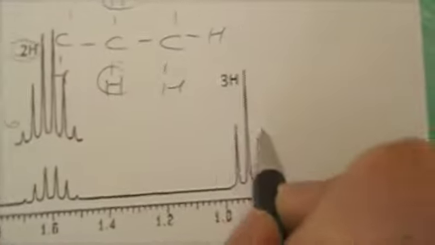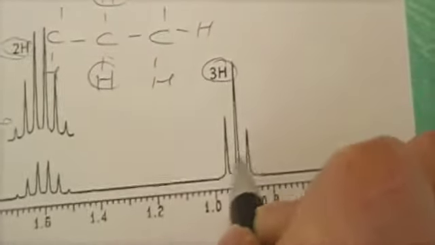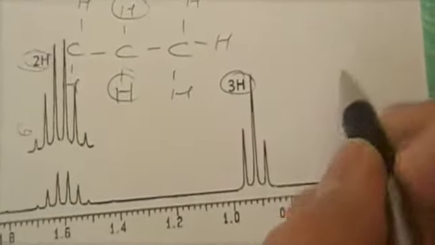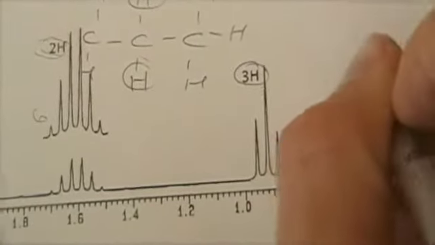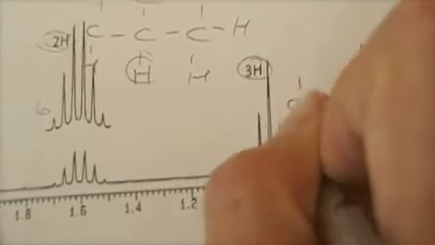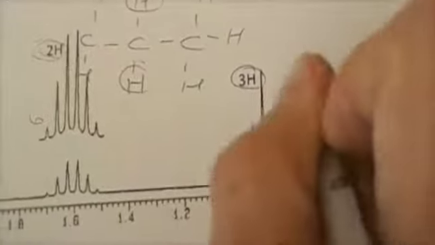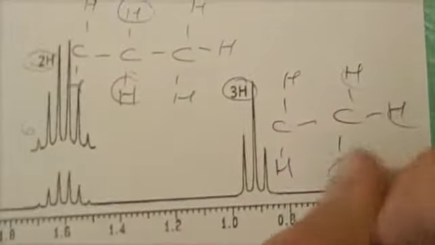And our last peak here on the graph shows 3 identical protons, and it's got 2 neighbors plus 1 gives us a triplet. So we've got a carbon that's going to have 3 hydrogens attached to 1 more carbon, and then that can have 2 hydrogens here with our 3 identical protons.